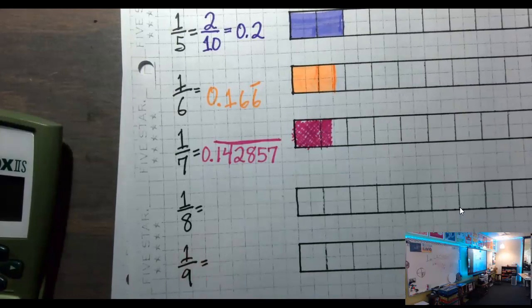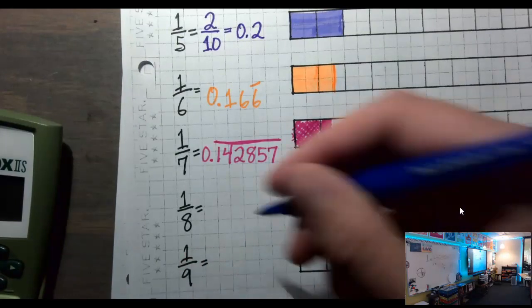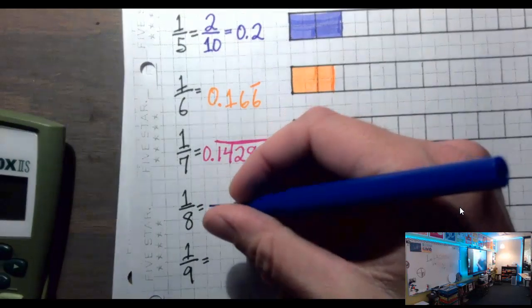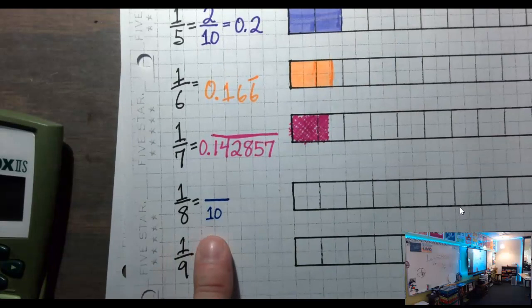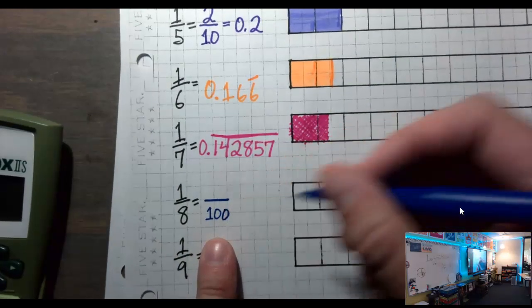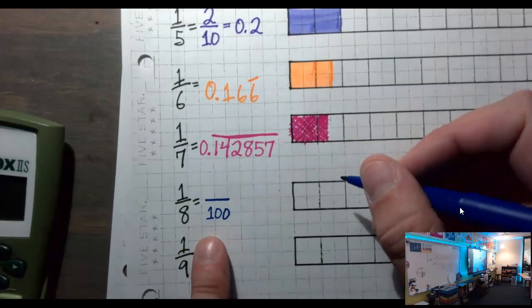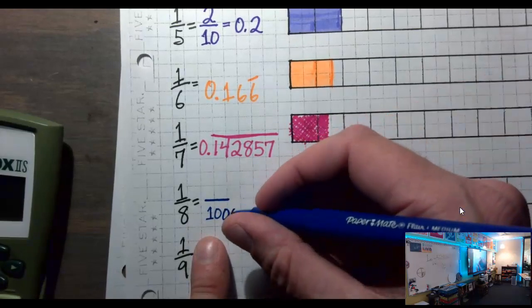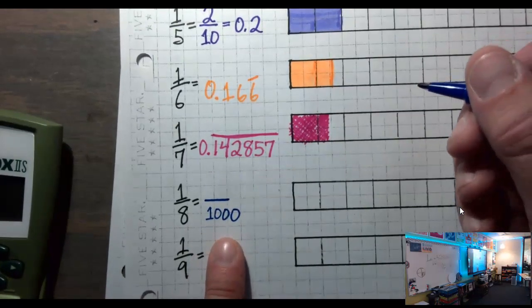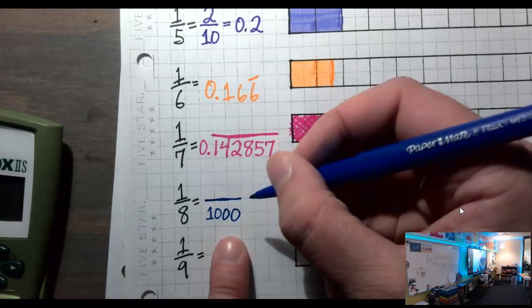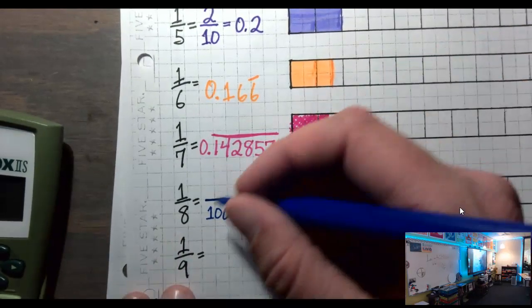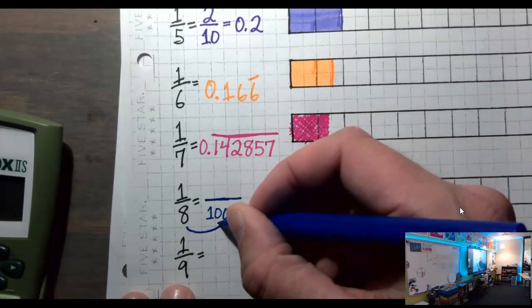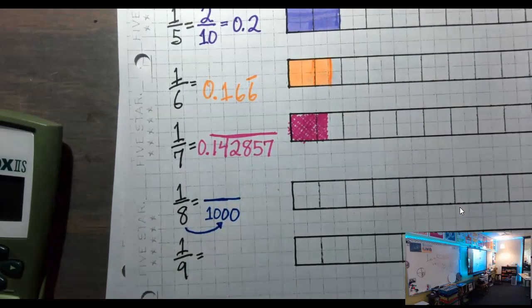Can 8 nicely go into a 10? Can 8 nicely go into 100? Kind of, but the nicest is 1,000. Yeah, because do 1,000 divided by 8. Grab a calculator. What's 1,000 divided by 8? And that's a whole number, right? Whole numbers are nicer to work with.